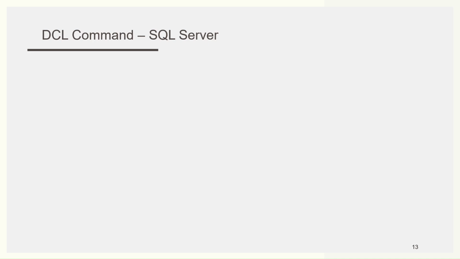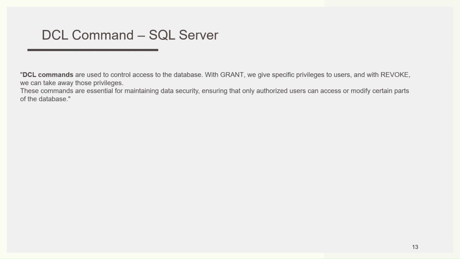DCL commands are used to control access to the database. With grant, we give specific privileges to users, and with revoke, we can take away those privileges. These commands are essential for maintaining data security, ensuring that only authorized users can access or modify certain parts of the database. In this video, we'll cover how to use the grant command to assign permissions, how to revoke them using revoke, and some practical examples that you can apply in your own database projects.